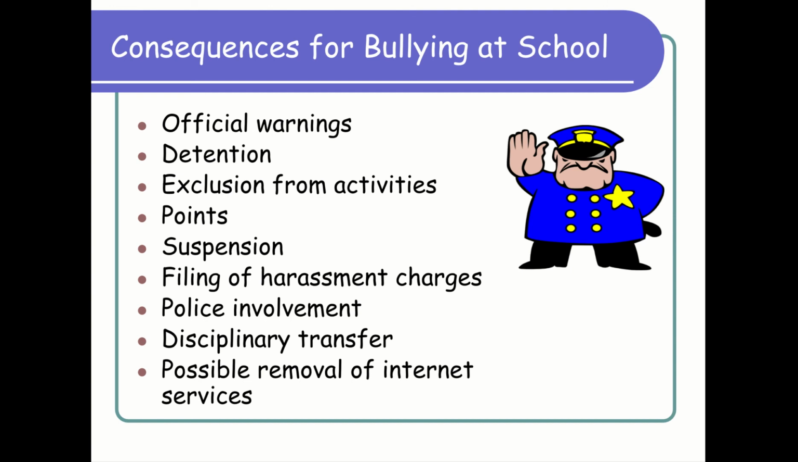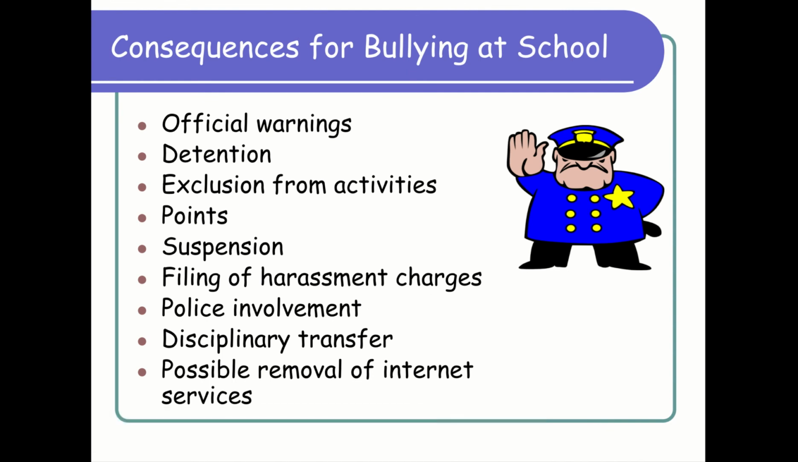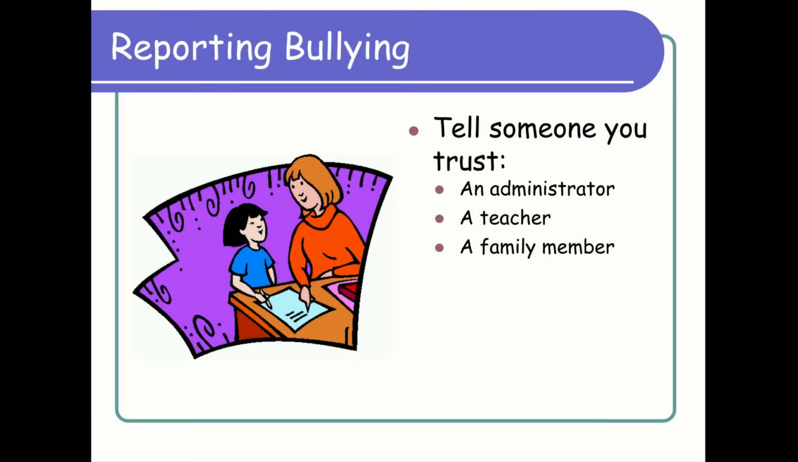Or say it was reversed. Say somebody was bullying you and your family chooses to press charges on the bully. Okay. Police could get involved. You could have a disciplinary transfer to another school, or the bully could, and possible removal of internet services. So you may not be able to access internet while you're at school. Not you, but whoever is getting a consequence for bullying.